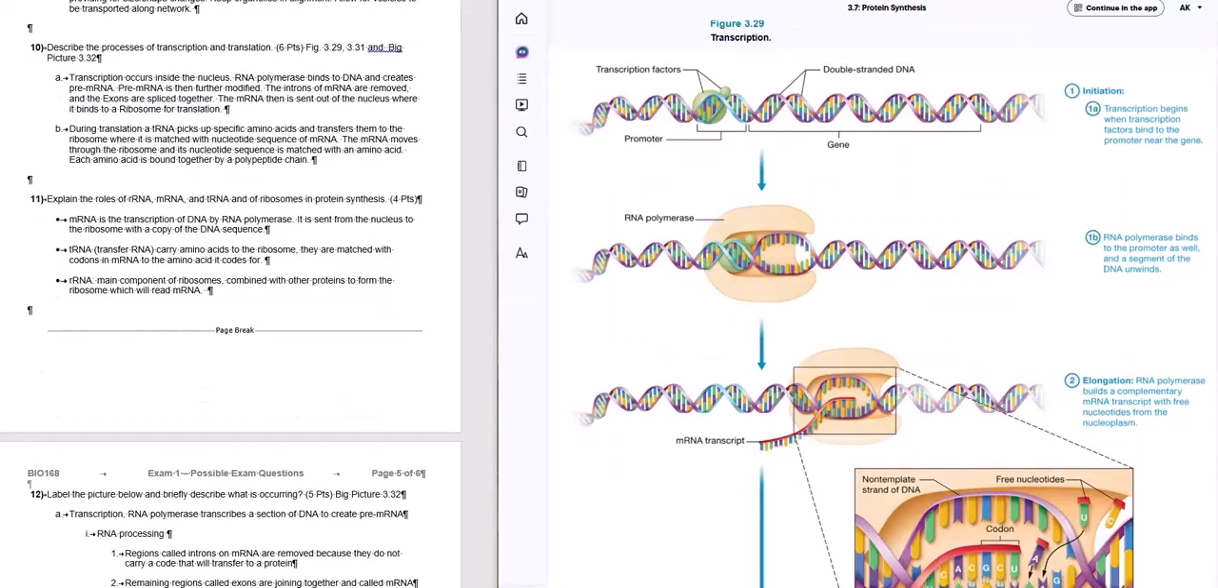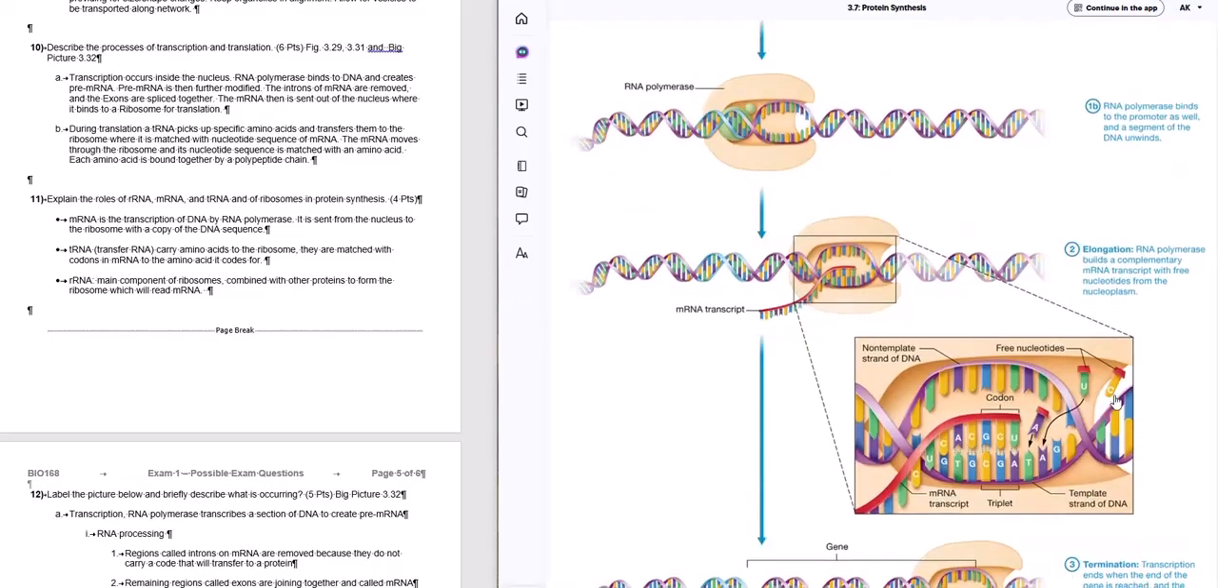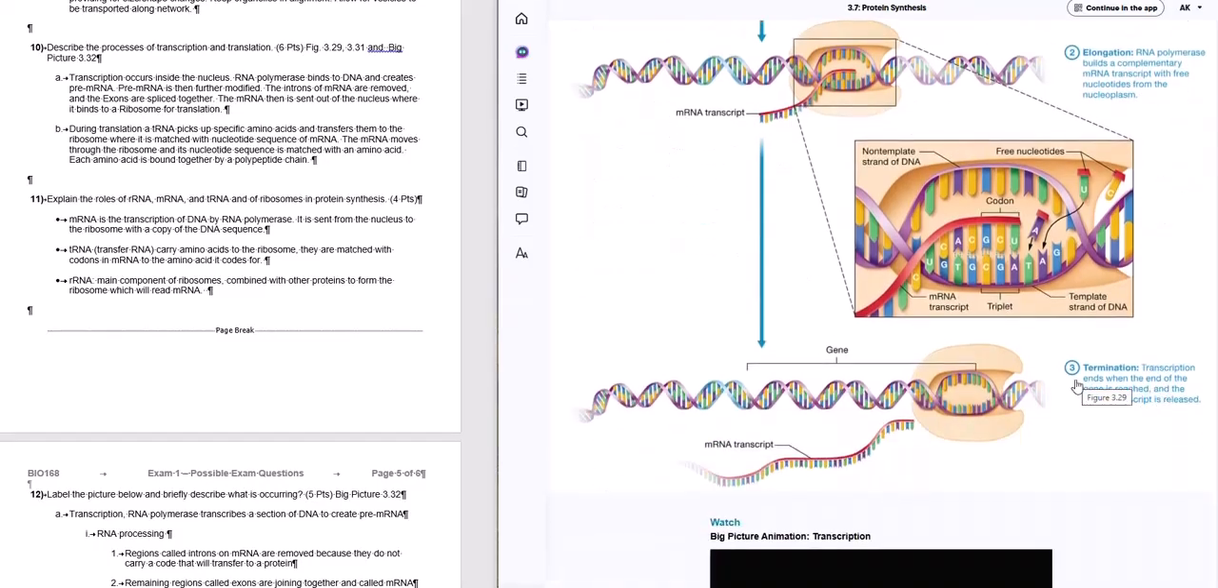Question 10: describe the process of transcription and translation. You can see this in Figure 3.29 and 3.31. Both are initiation, elongation, termination. Transcription begins with the promoter on the gene, then the RNA polymerase binds, opens up the DNA, adds the nucleotides, and starts creating the new messenger RNA transcript. Once it reaches termination, transcription ends, and the messenger RNA is released.